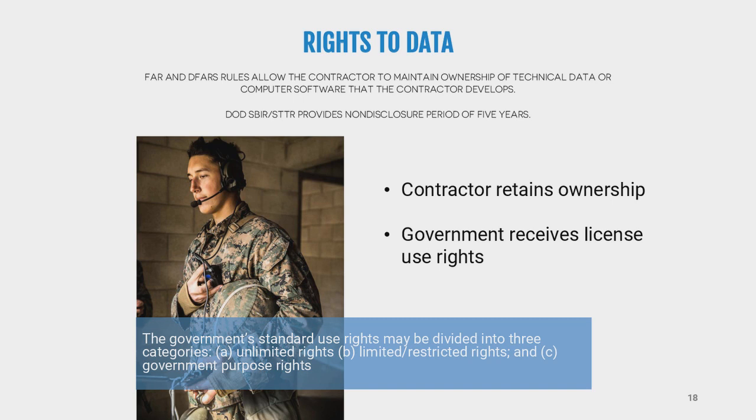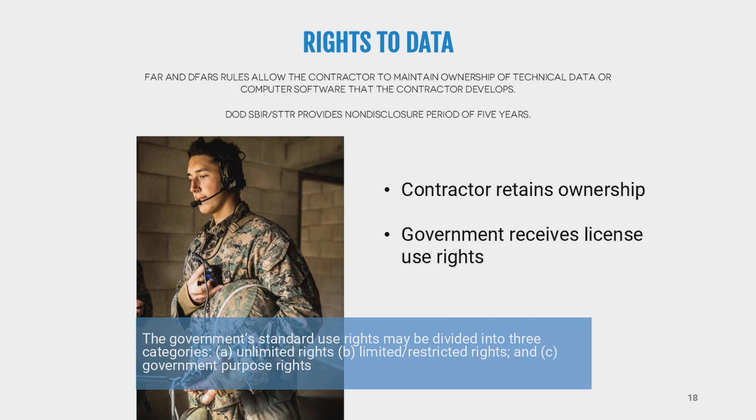And this slide illustrates basically two ways that you can have rights to data. One is ownership rights, and the other one is licensee rights. And in this case, by default, the contractor will retain ownership, and the government will generally receive a license use right. Okay, so any data that's generated as part of your SBIR award or STTR award, the contractor will retain ownership, and the government will have license use rights.